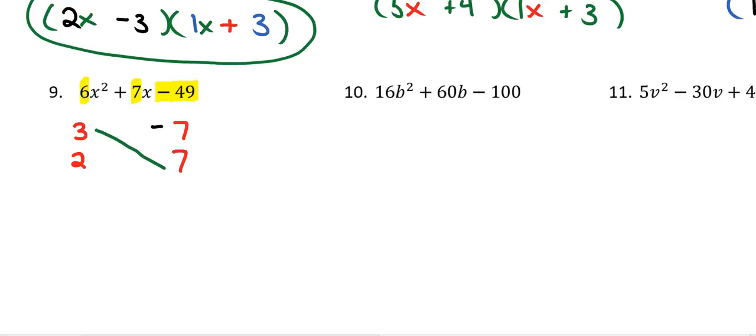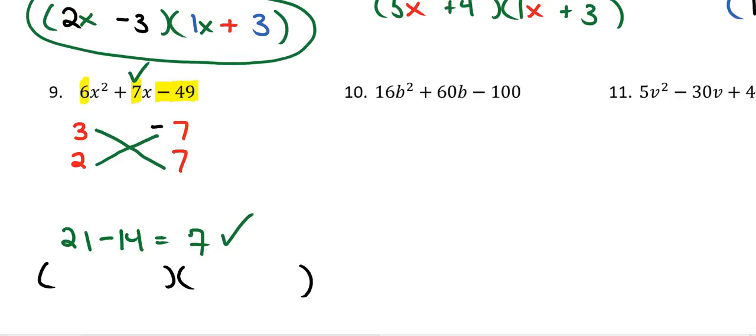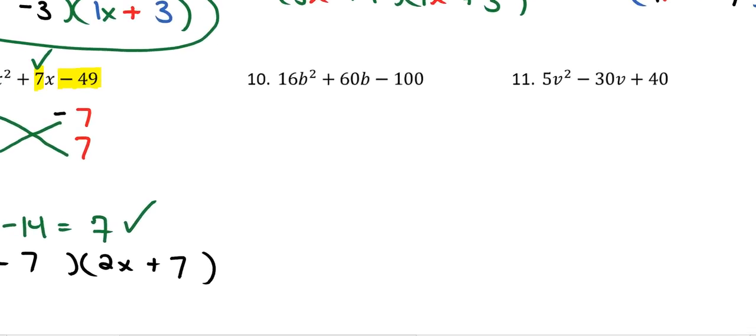3 times 7, that's going to give me 21, and 2 times negative 7 will be negative 14, and that gives me positive 7, which does indeed match the middle term, and I can jump right to the final answer now. 2 brackets, and this will be 3x minus 7 and 2x plus 7. Great. So we move on to the next one here.